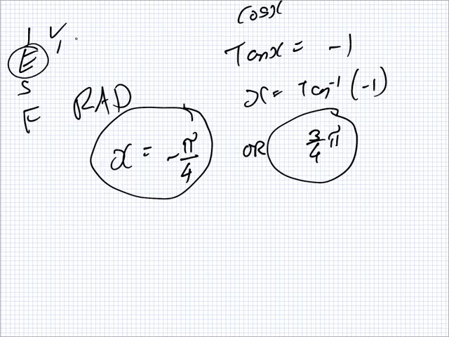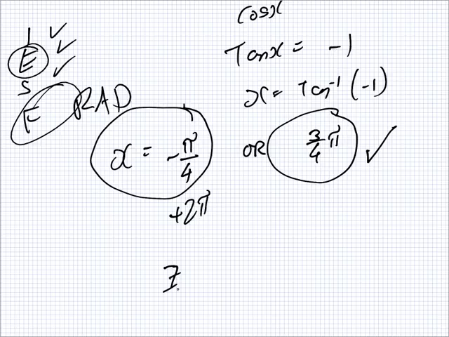I don't need to simplify, so now I need to fix, the fixing step. Is this answer acceptable? Yeah, it is. Is this answer acceptable? No. How can I fix it? Add 2 pi to this. So then we get, what's that? 7 over 4, thank you. 7 over 4 pi, or 3 over 4 pi.